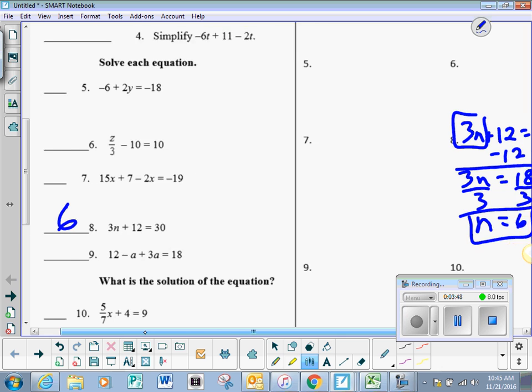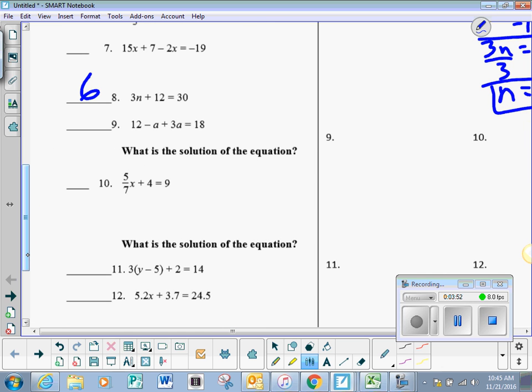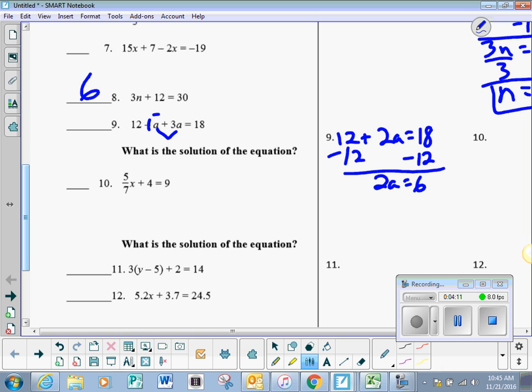Number 9. You got some more simplifying before you solve. Negative 1a plus 3a is what? 2a. So 12 plus 2a equals 18. Subtract 12 from both sides. 2a equals 6. Divide both sides by 2. A equals 3. Plug and chug to check.